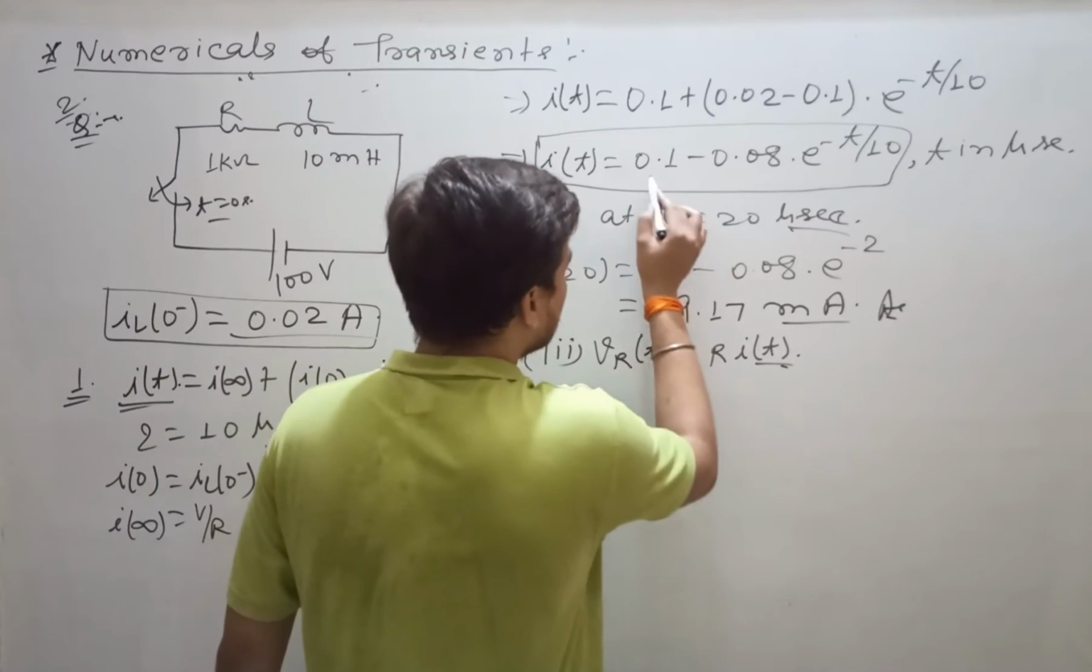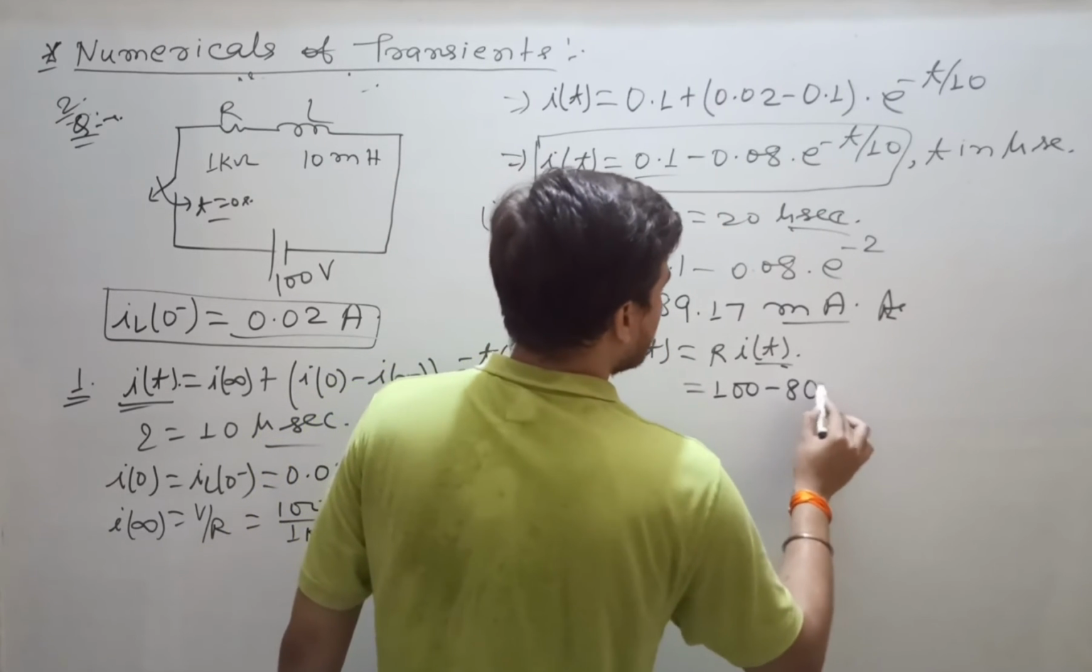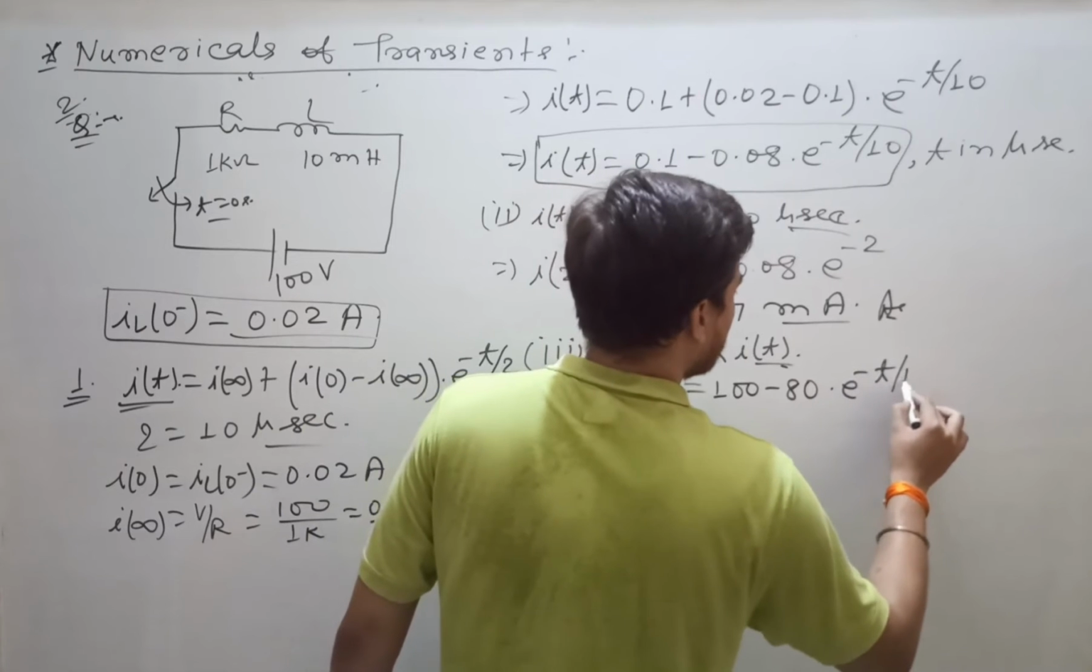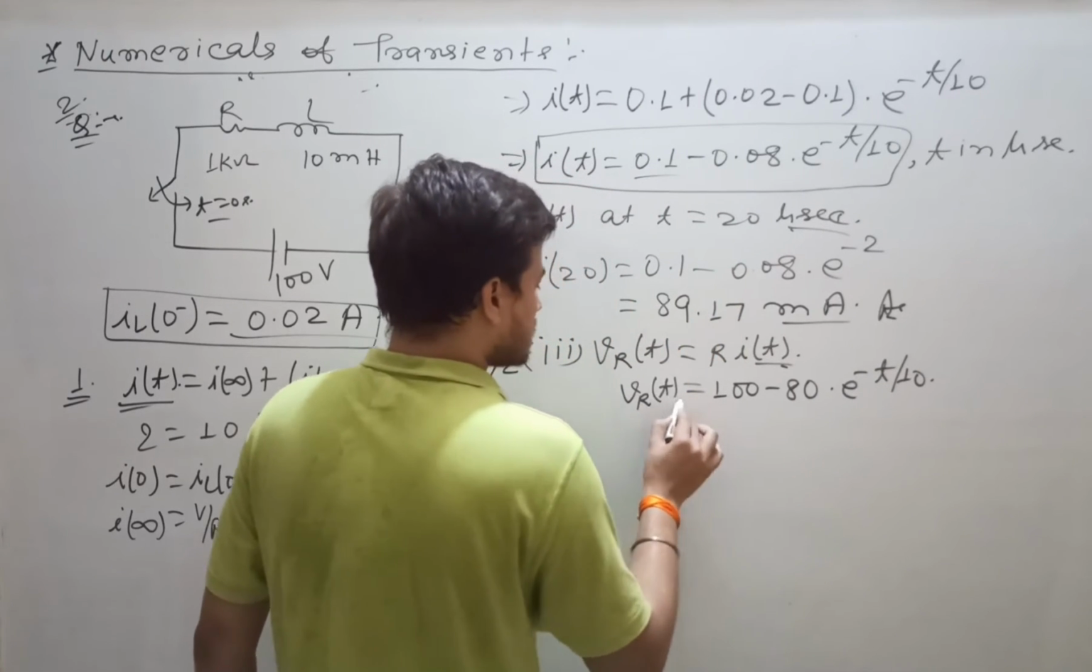So if you multiply by 1000, here it will be 100 minus 80 into e to the power minus t by 10. So this is the expression for voltage across the resistor.